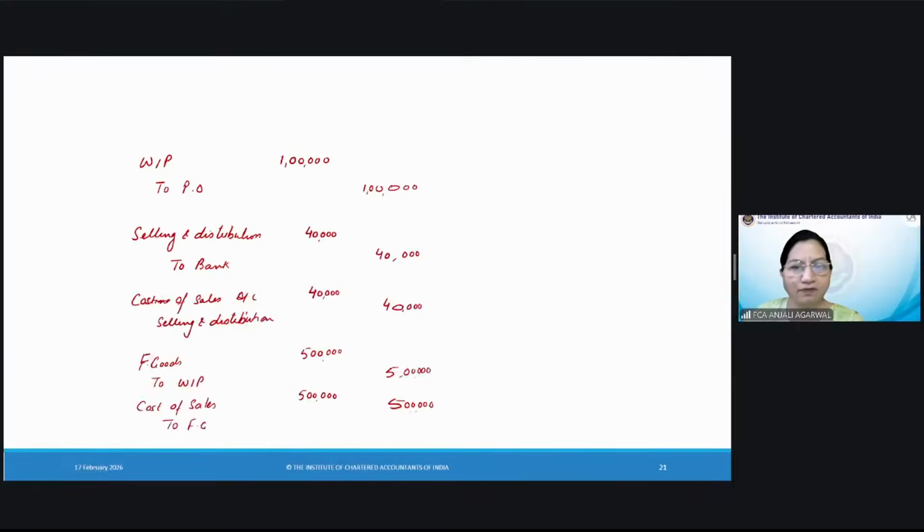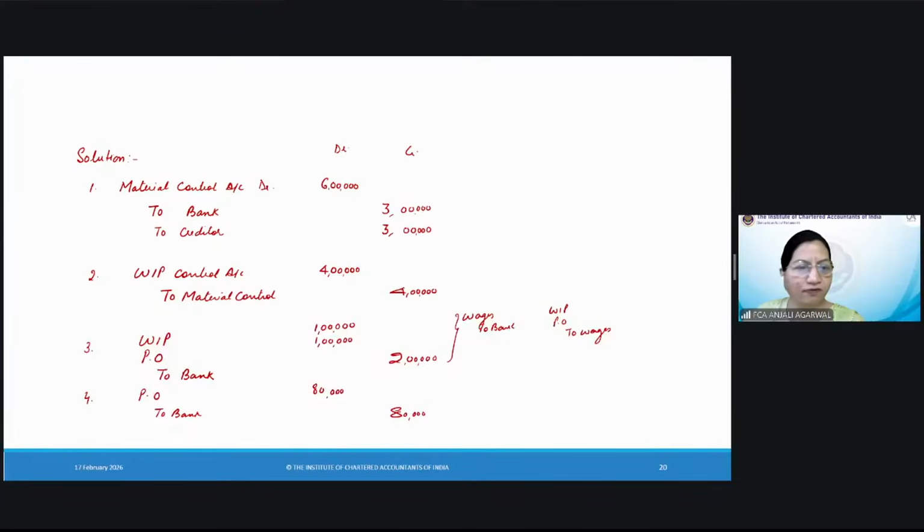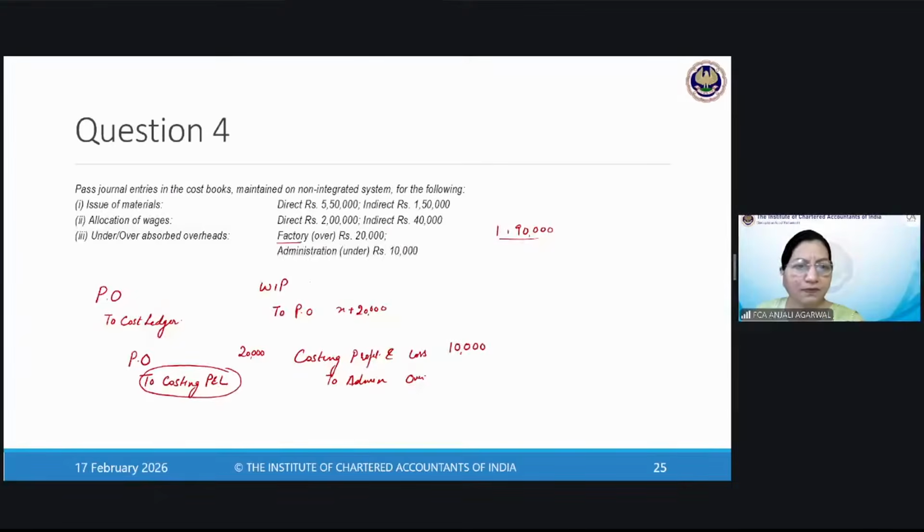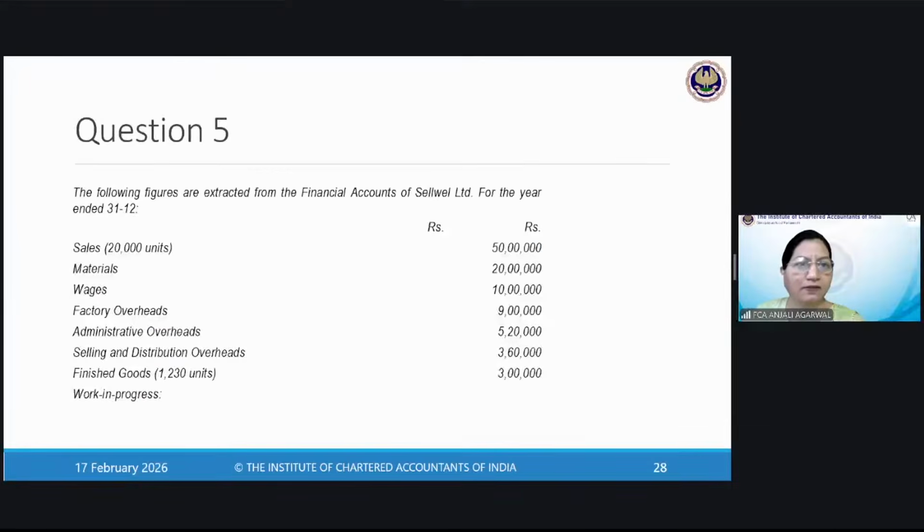1 lakh of wages were charged here. This is what your question is. Why was the wages of 100,000 absorbed? Wages which are direct will be absorbed to work in progress, and the ones which are indirect will go to production overheads. All right.